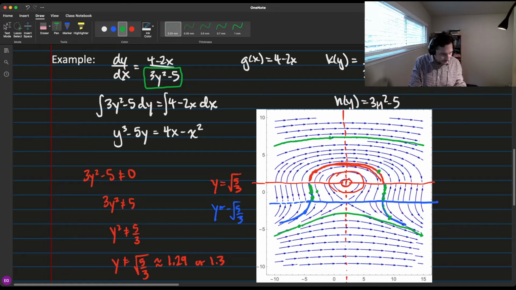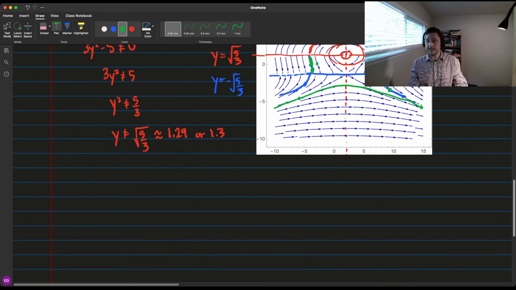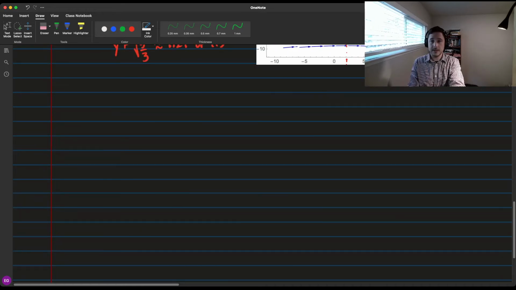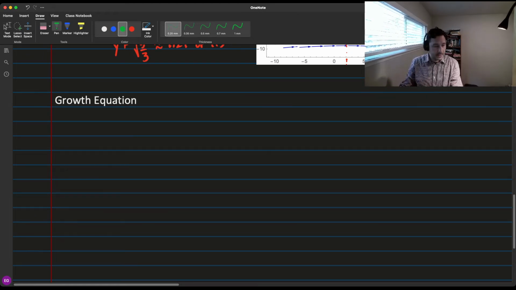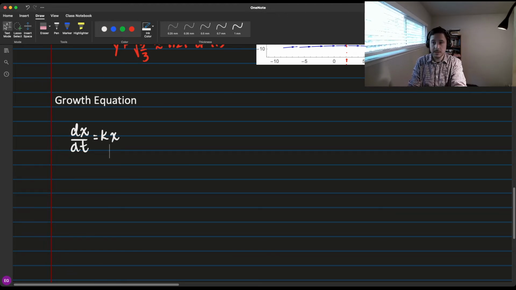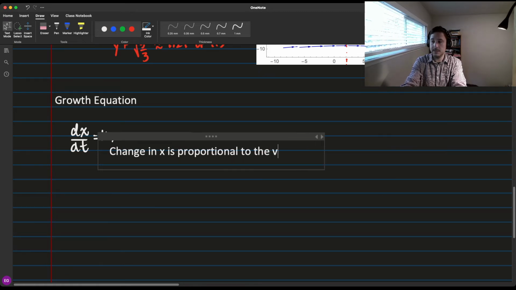And this leads us into our final example. And we will look at it, which is the growth equation. Okay, so let's say you have that the derivative of x with respect to time is proportional to the value of x. So the change in x is proportional to the value of x.